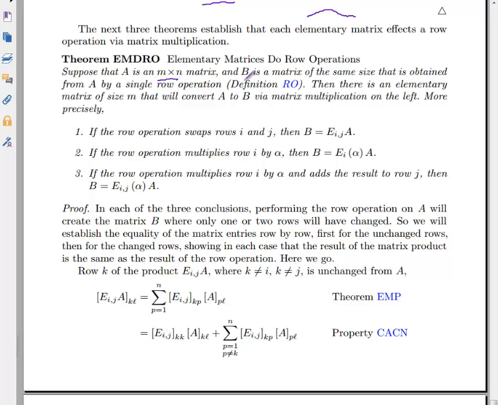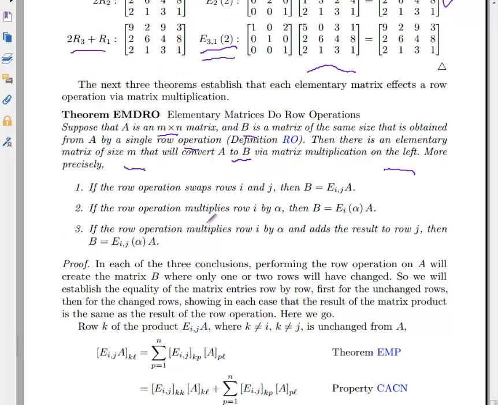If A is an m by n matrix and B is a matrix of the same size that's obtained by a single row operation, then there's an elementary matrix of size m that will convert A to B by a matrix multiplication on the left. And basically what you do is, if you want to swap rows on your matrix A, then you use the elementary matrix that swaps rows of the identity. If you want to multiply a row by alpha, you use the elementary matrix that multiplies the ith row of the identity matrix by alpha. If I want to add alpha times row i and add that to row j, I use the elementary matrix of the third type, where I perform that same operation on the identity matrix.